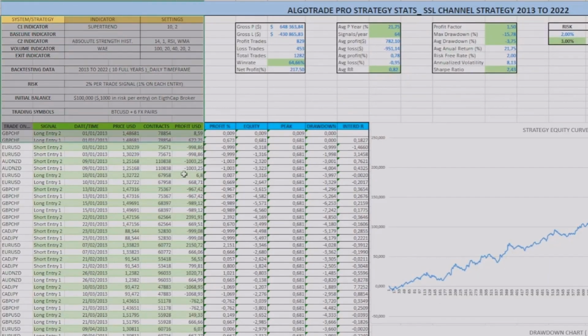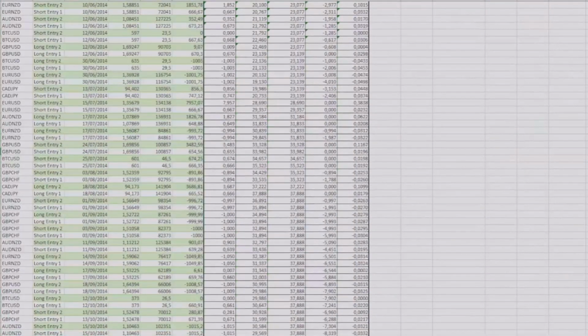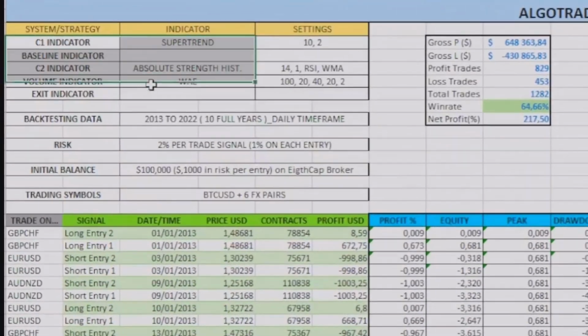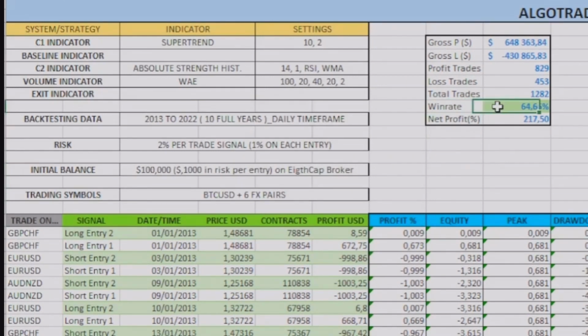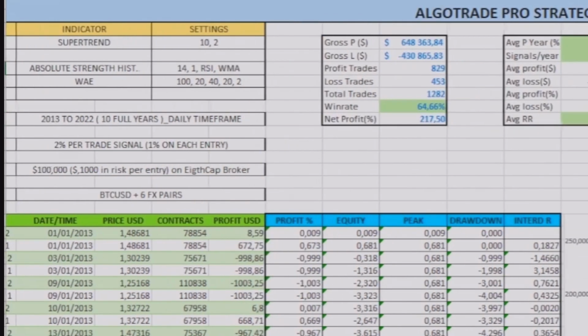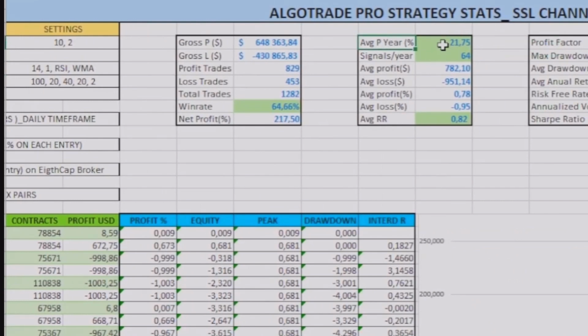And here we have all the real results of this amazing strategy. After analyzing almost 1,300 trades, which is equivalent to 640 valid trading signals, we can see that in these conditions, the overall win rate of this strategy was about 64.66%, and it produced a total net profit of 217.5%, which means you could potentially see an average return on investment of nearly 22% per year by taking on average only 64 trading signals per year.